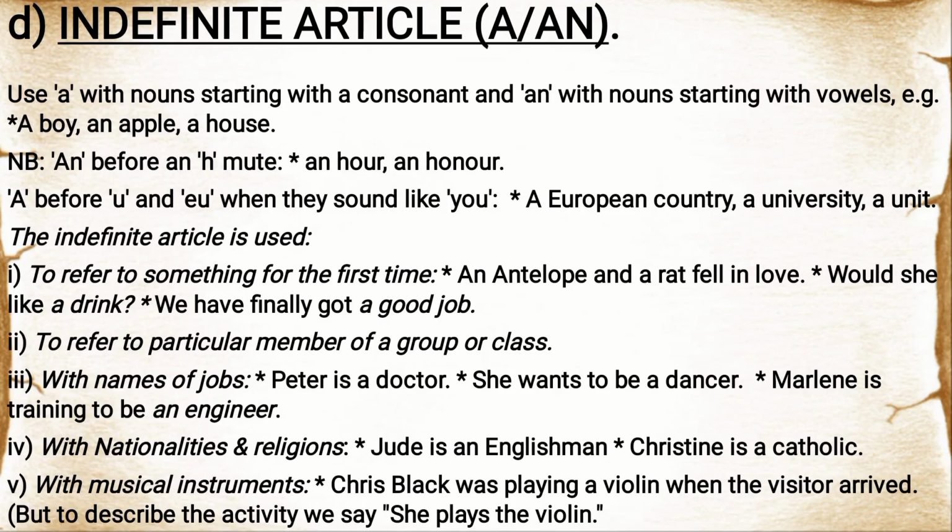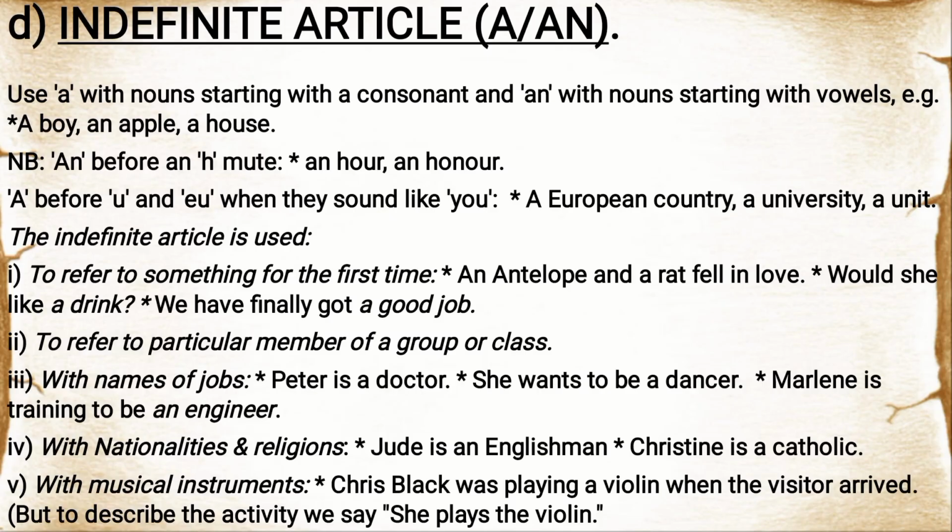A before u and eu when they sound like "you". Examples: a European country, a university, a unit. The indefinite article is used: 1. To refer to something for the first time. Examples: an antelope and a rat fell in love. Would she like a drink? We have finally got a good job.